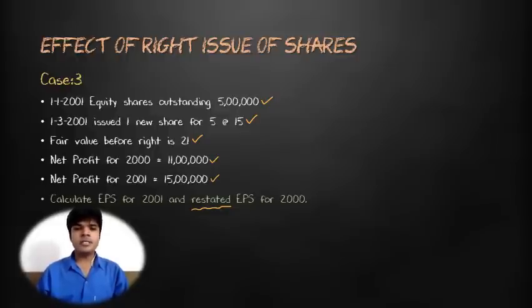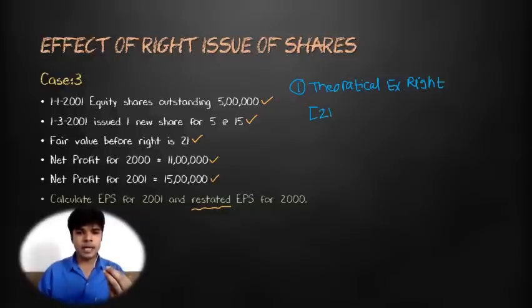So here our first and foremost step is going to be to compute the theoretical ex-right price of the share. Now, what is the formula for that? It is market cap before the right issue. So here market cap before the right issue is 21 into 5 lakhs.